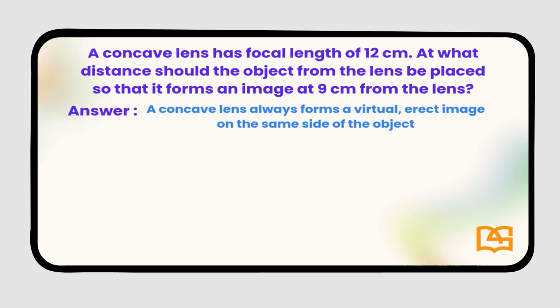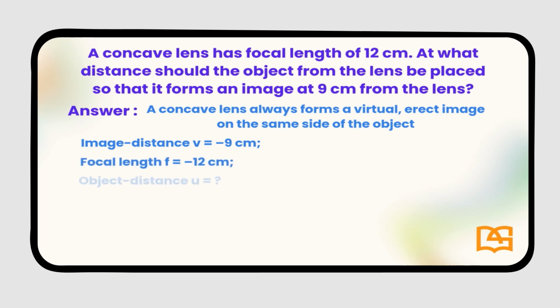A concave lens always forms a virtual erect image on the same side of the object. Image distance v is equal to minus 9 cm. Focal length f is equal to minus 12 cm. We need to find the object's distance, which is u.